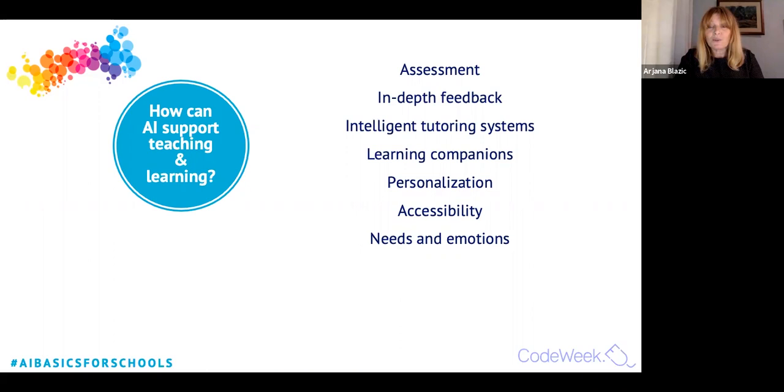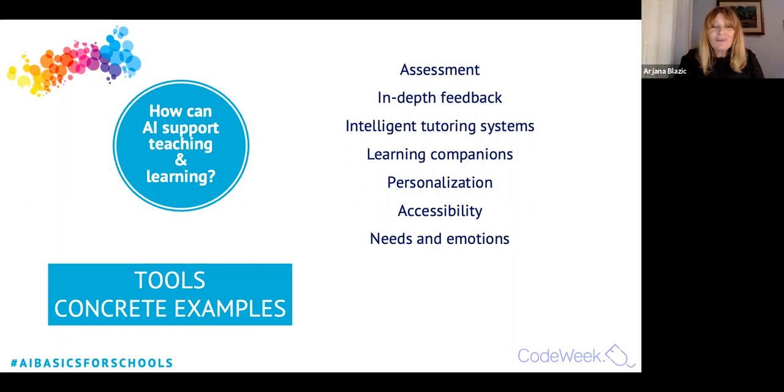Accessibility: tools that you already use, you have mentioned some of them, like Immersive Reader and Seeing AI, can help us a lot to make our teaching and learning inclusive. And also if it could detect emotions of our students, so that we can see if they struggle with something, if they are very interested or bored by something. But there are also some other implications that we need to take into consideration. So in the next module, there will be a lot of tools, concrete examples for different subjects that you can use with your students, but also potential harms.